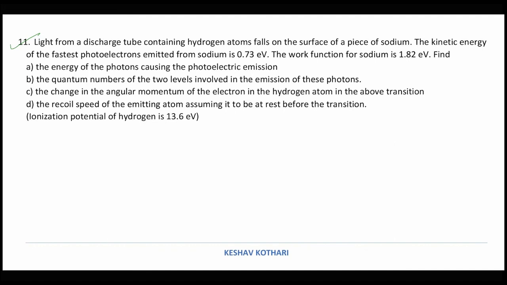So if we begin solving this particular problem, we are saying the energy of photon causing photoelectric emission can be written as the sum of work function for sodium metal plus the kinetic energy of the fastest moving electron, which I am referring to as kinetic energy maximum.